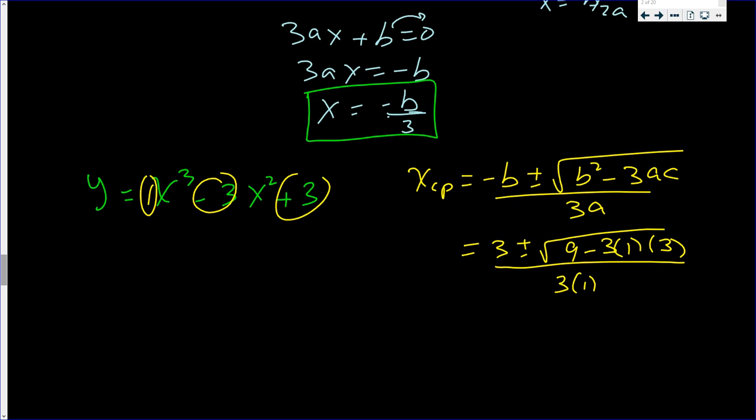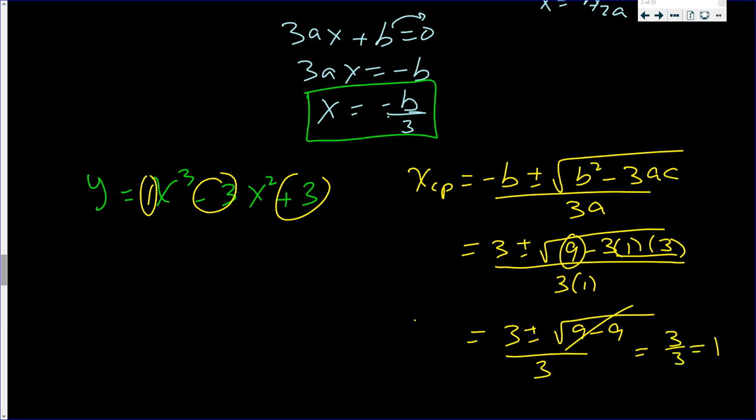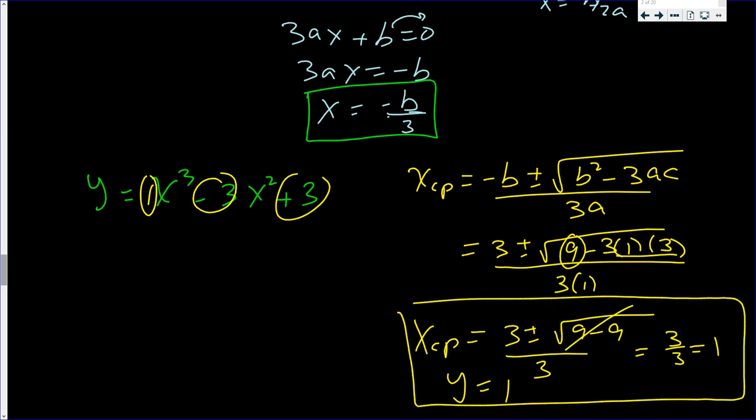Now, let us see what happens. We have 3 plus or minus the square root of 9 minus 3 times 1 times 3, which is 9. So that's 0. The square root of 0 is 0. So what we get is 3 over 3, or 1. And the y value at 1 is also 1. So we have the critical point (1, 1).